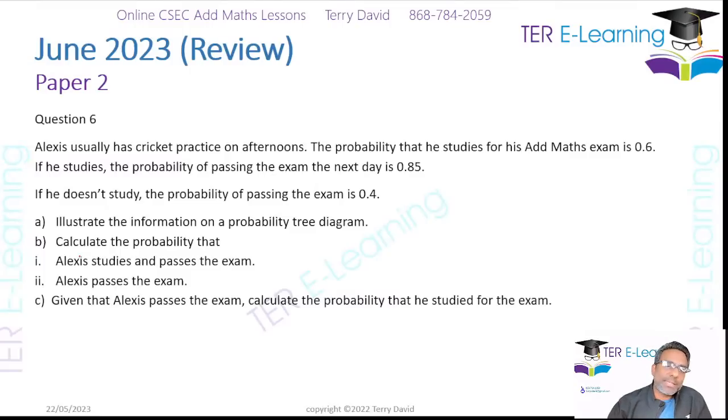Now, the first part of the question, we want to illustrate this information on a probability tree diagram. Now, you guys have to be able to draw a probability tree diagram given that information. So those of you who know how to do it, try it first before I draw my diagram.